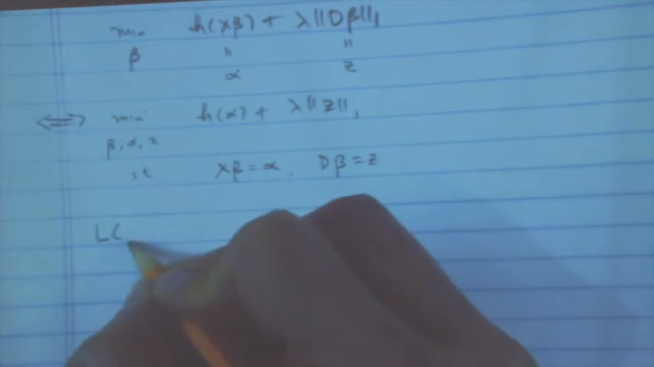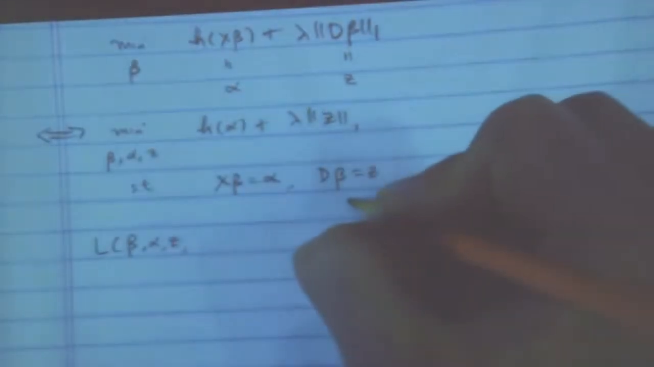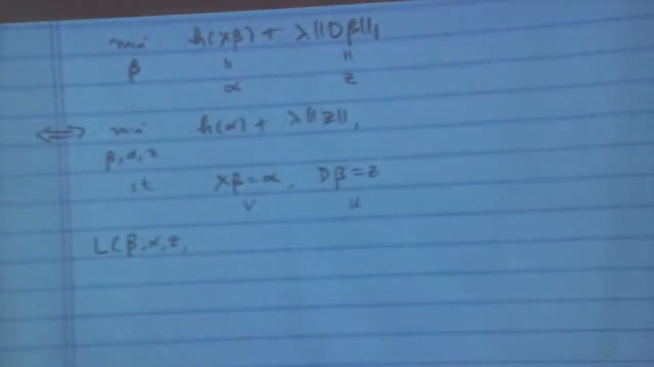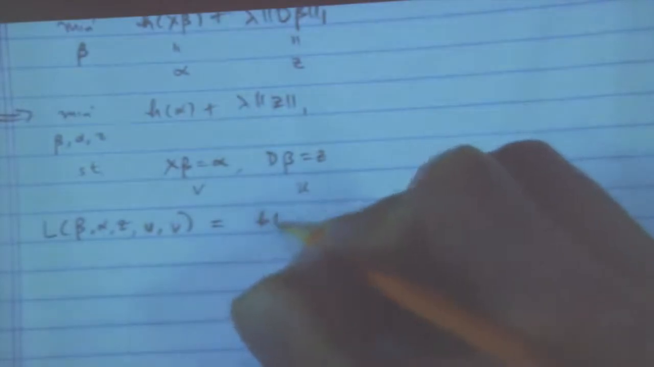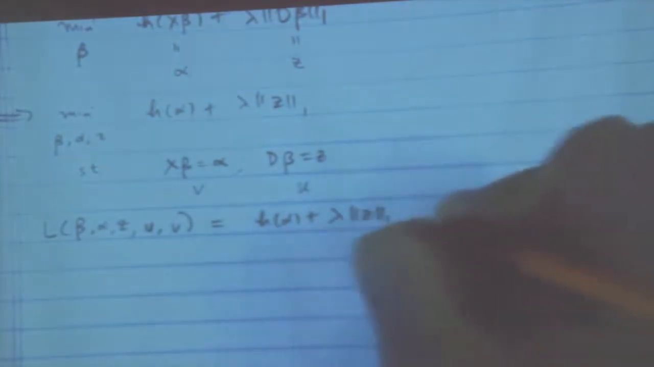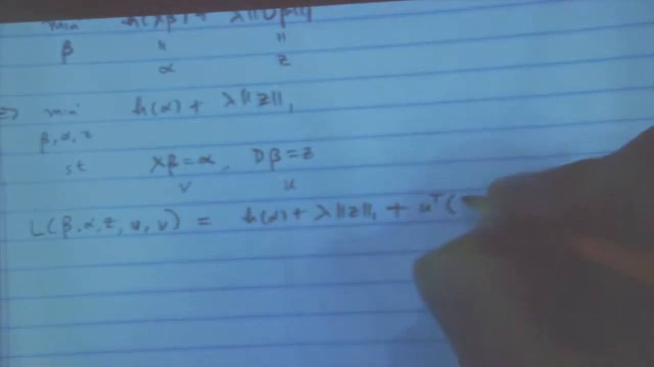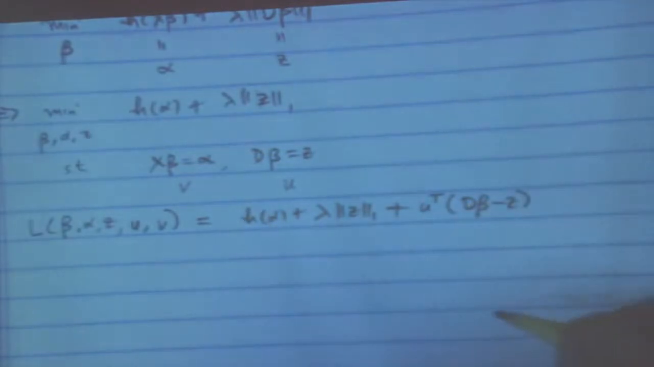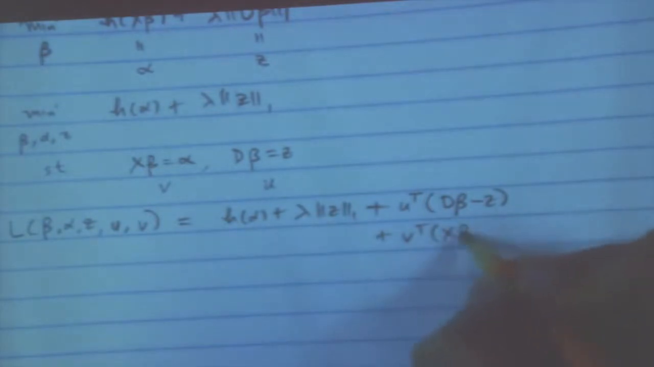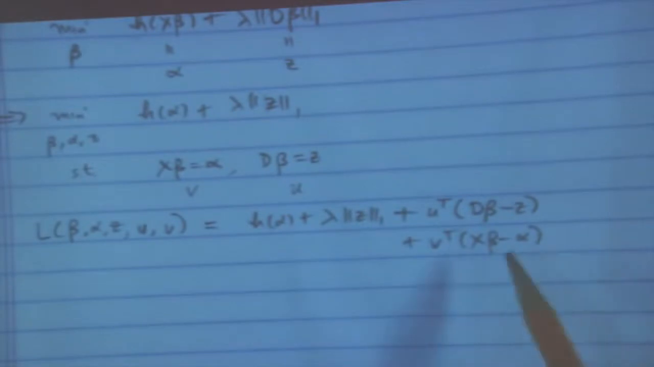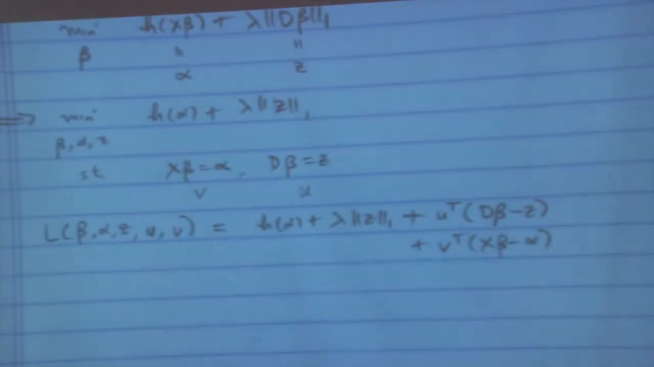So what's the Lagrangian here? The Lagrangian now is a function of beta, alpha, and z, my primal variables, and I get a dual variable, one for each constraint. It looks like in the notes I called the dual variable corresponding to this one u and to this one v. It's going to be given by taking the criterion function and adding in u transpose d beta minus z, say, and v transpose x beta minus alpha. Depending on whether I got the signs the same as I had them originally, I might get a different dual than this one, but it'll be equivalent. I could have written d beta minus z or z minus d beta, and they would have given me equivalent duals up to a sign.